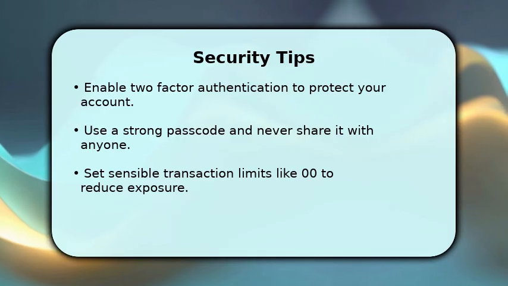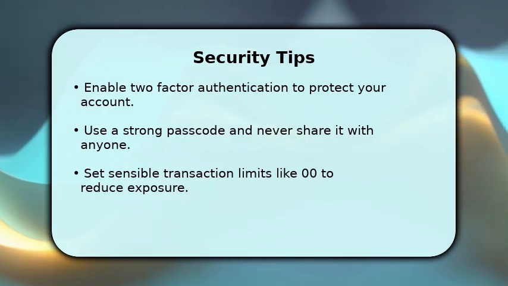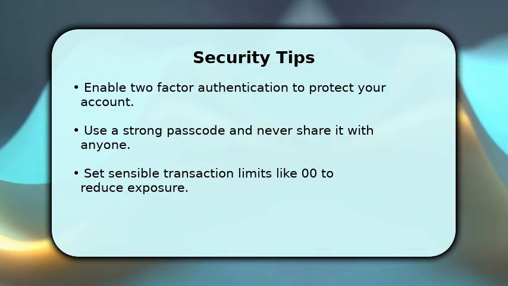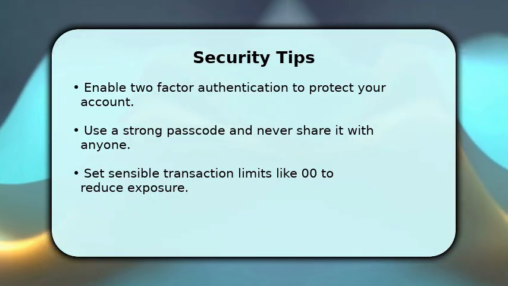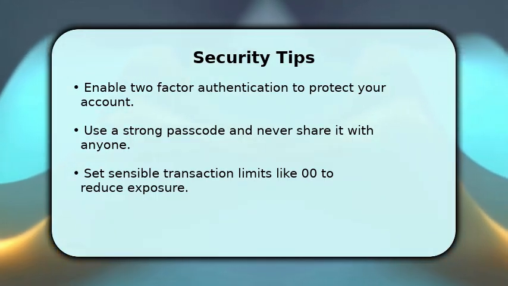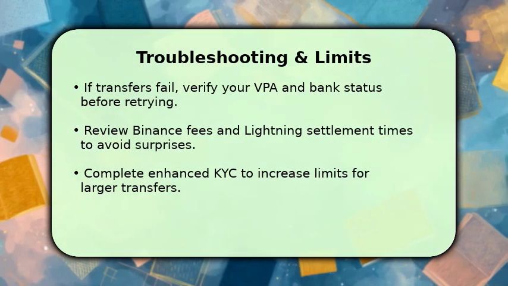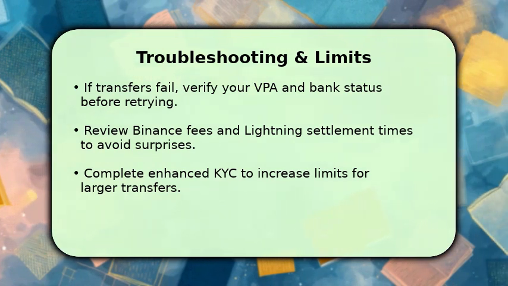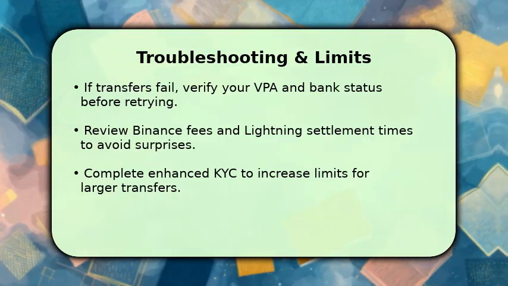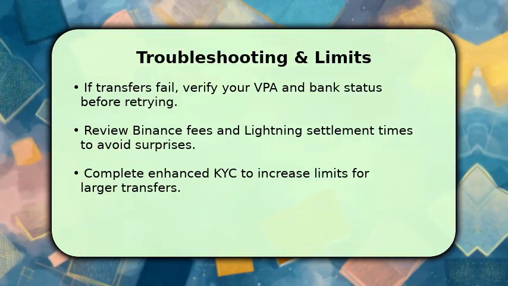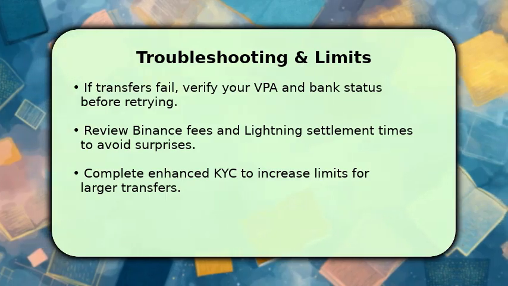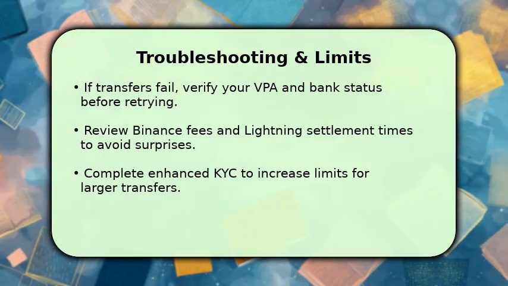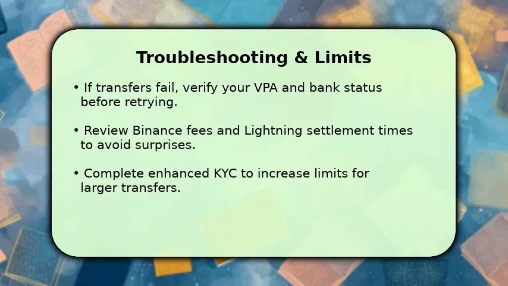Regularly review active devices and sessions in your account to spot anything unusual early and prevent unauthorized access or accidental transfers. If a transfer fails, first double-check your VPA and confirm your bank's UPI status before attempting again to avoid duplicate attempts. Review Binance fee details and Lightning settlement times so you understand small fees or expected delays.